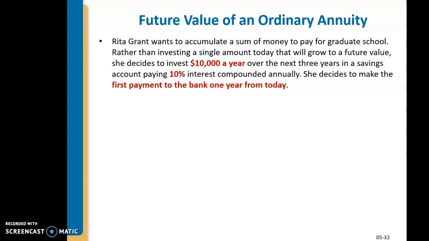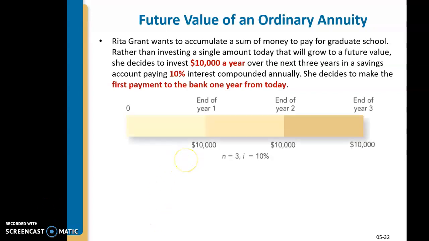Rita Grant wants to accumulate a sum of money to pay for graduate school. Rather than investing a single amount today that will grow to a future value, she decides to invest $10,000 a year over the next 3 years in a savings account paying 10% interest compounded annually. She decides to make the first payment to the bank 1 year from today. So this is an ordinary annuity problem.